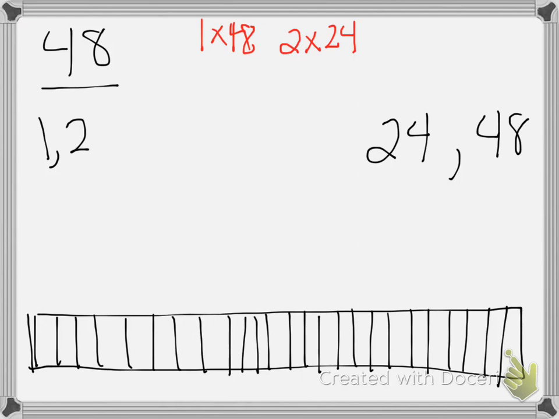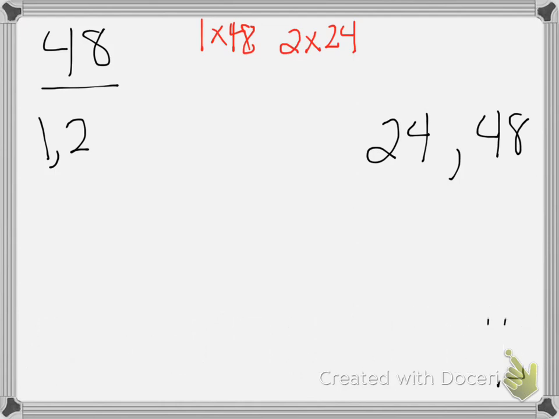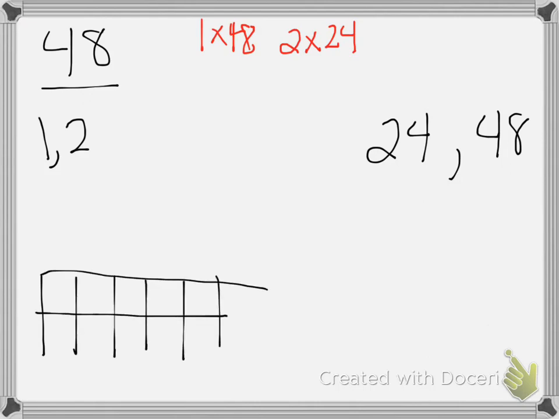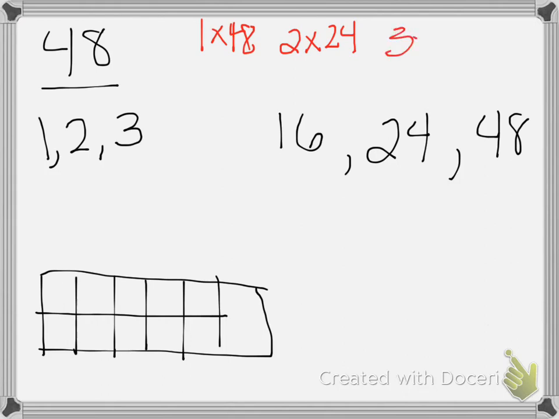Again, if I drew it out at the bottom, I'd go all the way to 24. Imagine that as a 2 by 24. My next is going to be 3. 3 goes into 4 once. And then I have 18. 3 goes into 18 6 times. So I would have a 3 by 16 square rectangle.